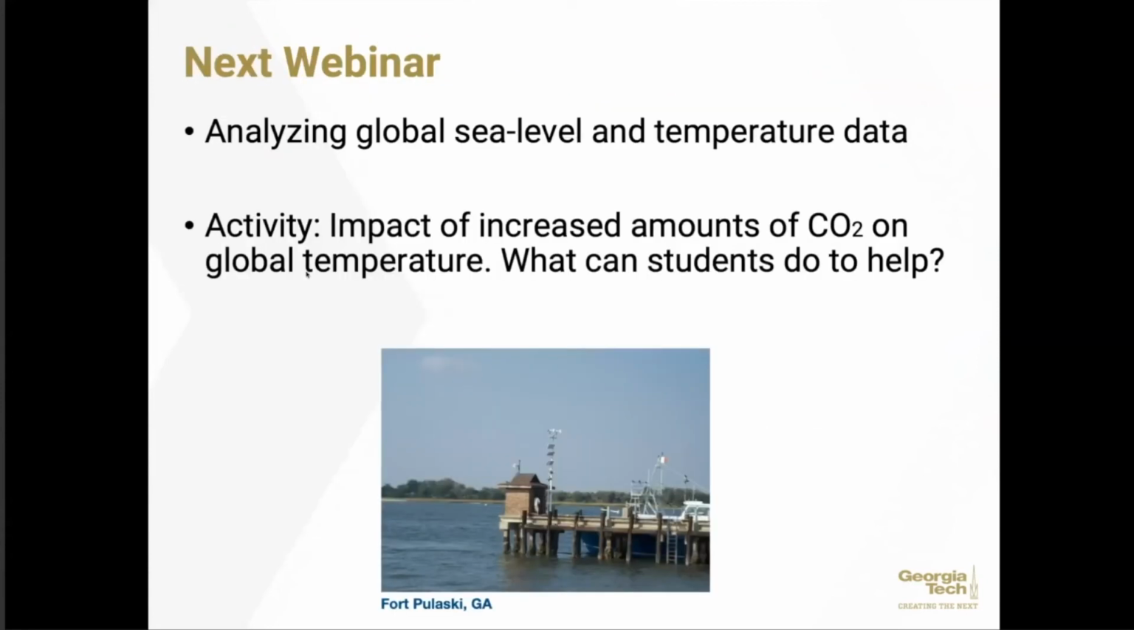So looking at the next webinar, we're going to discuss more global sea level and temperature data and analysis of it. And the activity that we'll discuss is the impact of increased amounts of carbon dioxide on global temperature and what impact students can have on that.